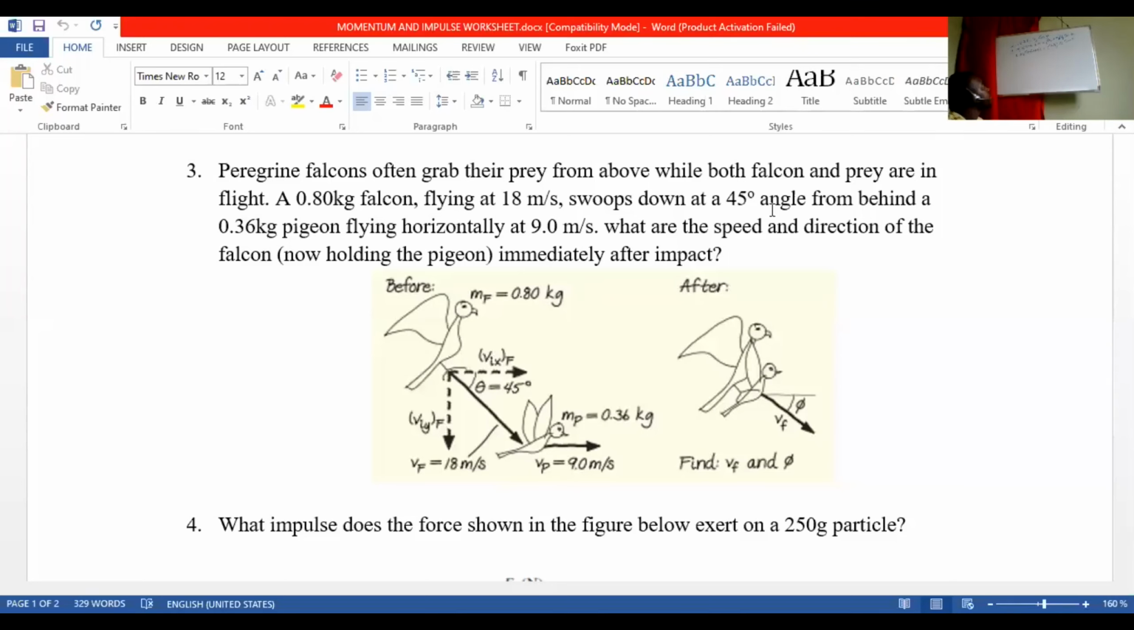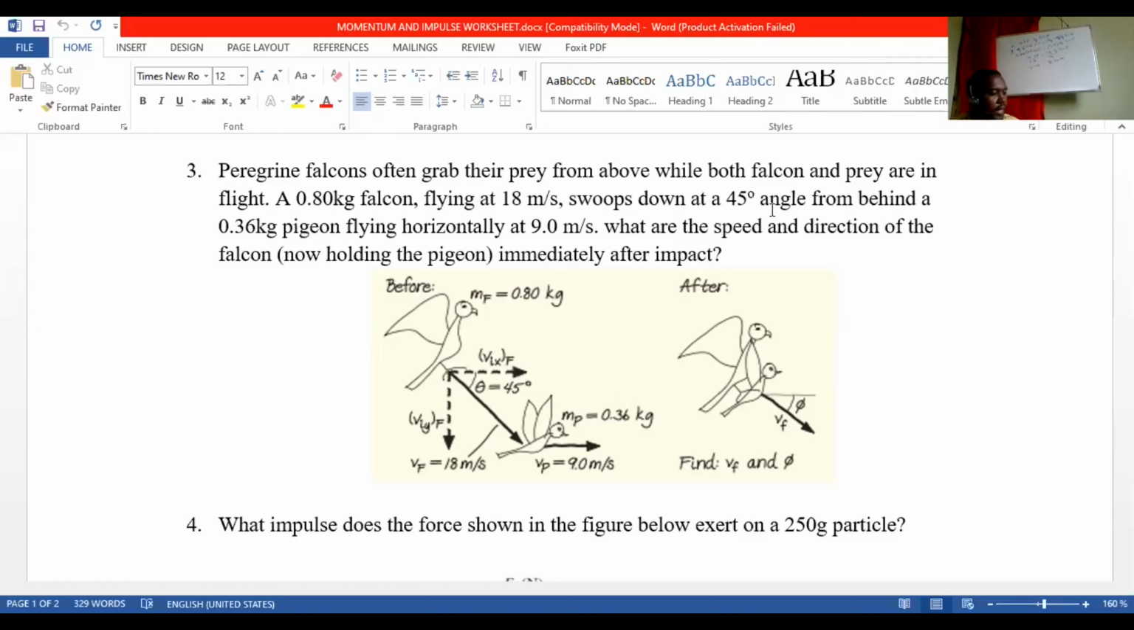On this side, sine 45 is the same 0.707 times 18 times 0.80, and we get 10.18 equals 1.16 VF sine angle. Dividing by 1.16 on both sides, we have VF sine theta equal to 8.78.